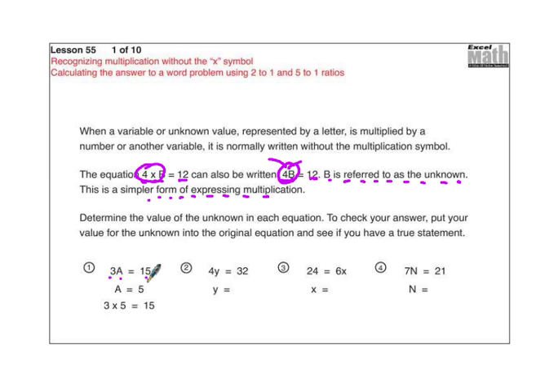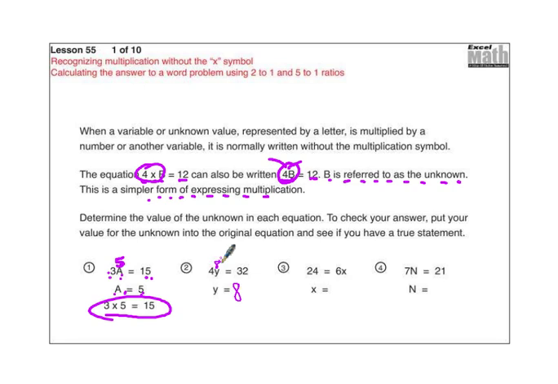3 times a is equal to 15. They said a is equal to 5. When we put a 5 in there, 3 times 5 is 15. That works out. And so a equals 5 makes sense. Let's try number 2 together. And 4 times y is equal to 32. 4 times some number is 32. What's y equal to? Well, 4 times 8 is 32. You see, 4 times 8, 32.